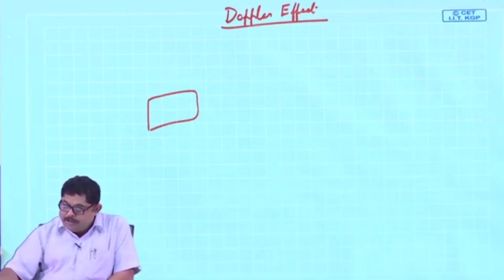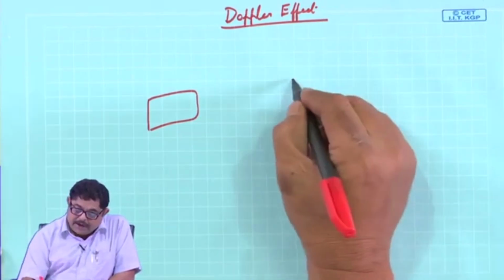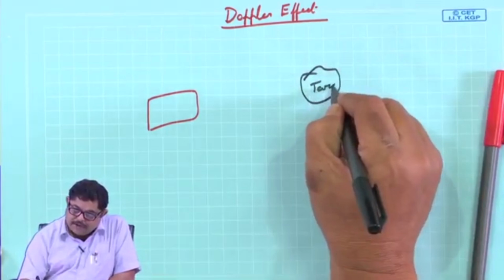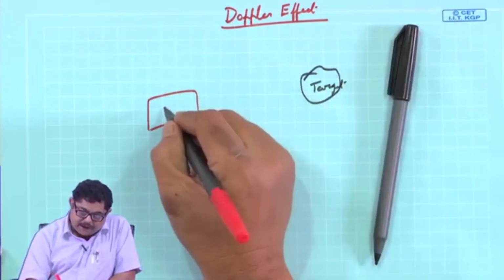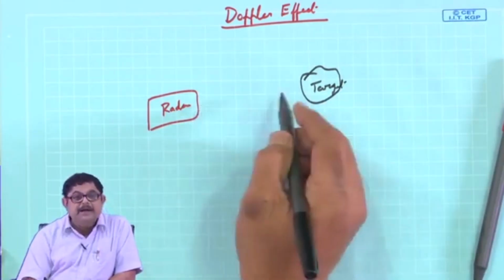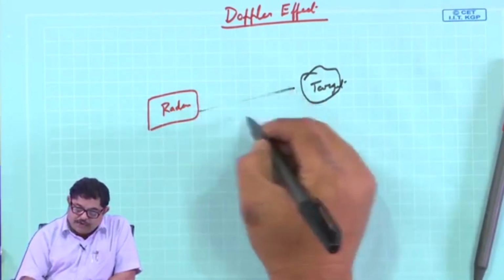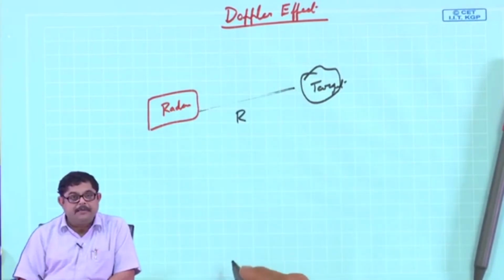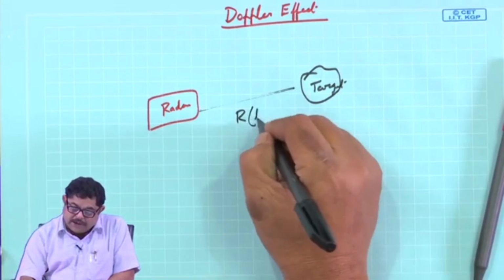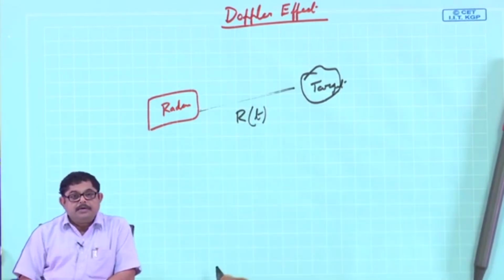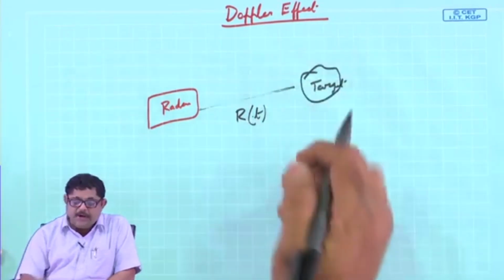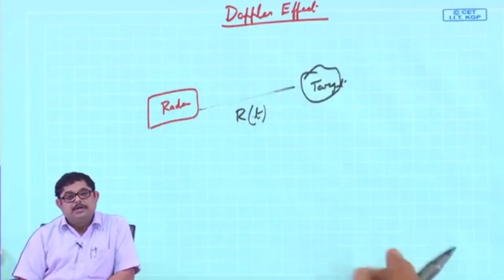But one question can be asked. Suppose I have a radar and a target, this is the target and this is the radar. Now, the radar is making a range measurement. So basically it is measuring R, and it is doing it over time. So it knows R(t). Now, if you differentiate R(t), you get velocity. So what is the need of measuring the Doppler frequency?